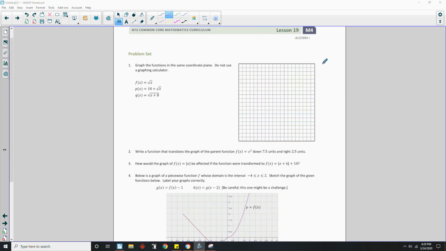Okay, page 5 brings us to the end of lesson 19. Go do your problem set.